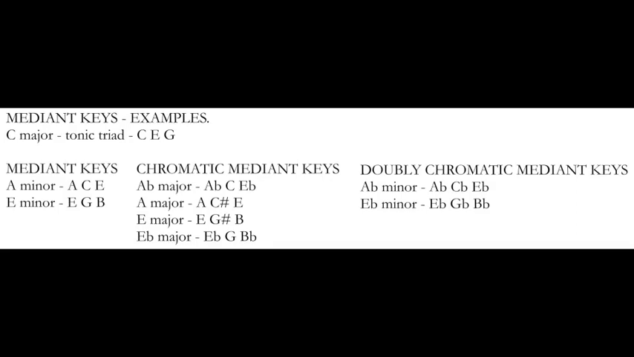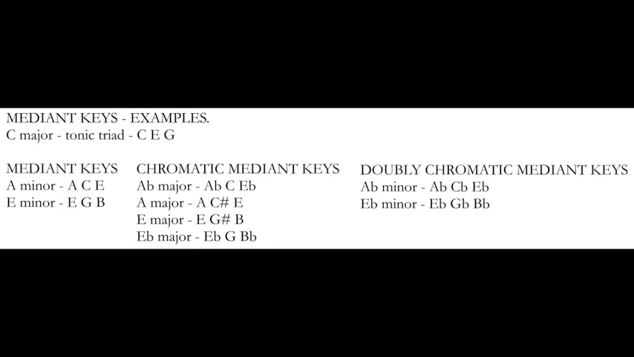A major does as well. Here, again, the pitches shared are C and E. The E natural is the same in both C major and A major's tonic triads, but A major has a C sharp, where C major has C natural. The E natural is the same. The C has been chromatically altered to C sharp. A major is also a chromatic mediant relationship key with C major.